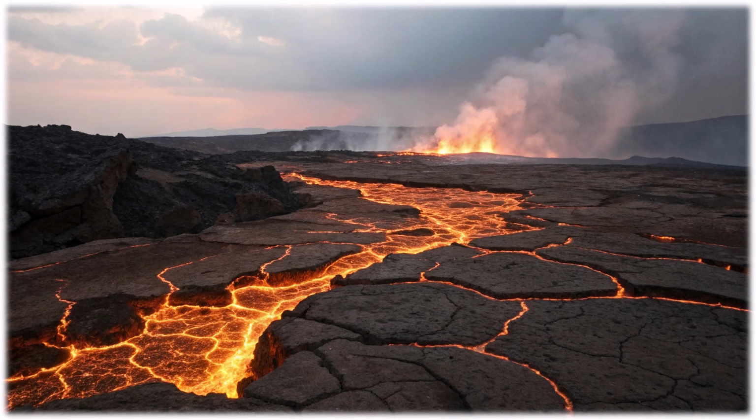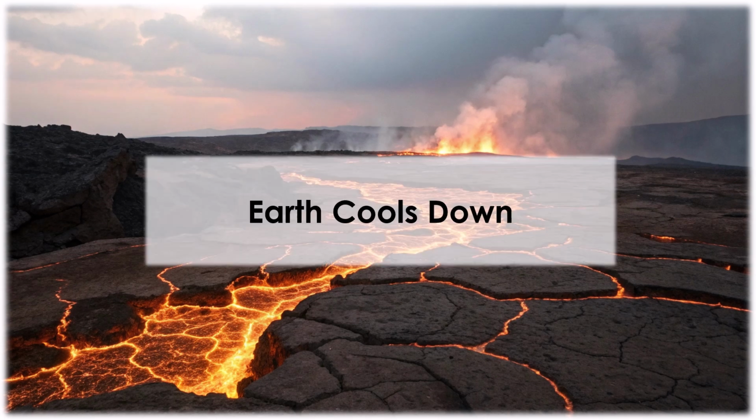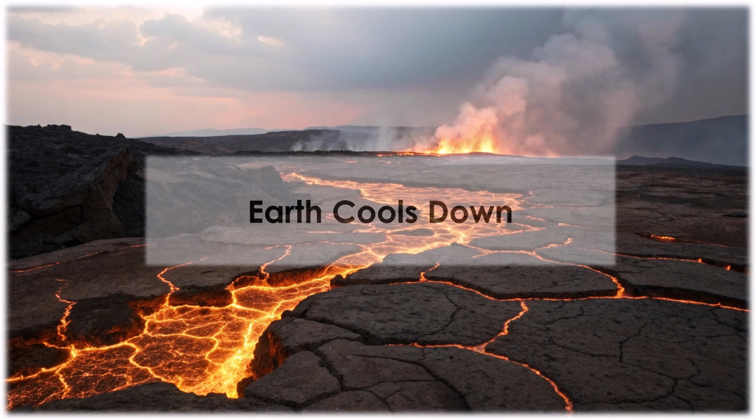After all the wild events, Earth slowly began to cool down. The glowing surface became more solid and formed a rocky crust. It was still extremely hot, but not everything was liquid anymore. This process took millions of years.